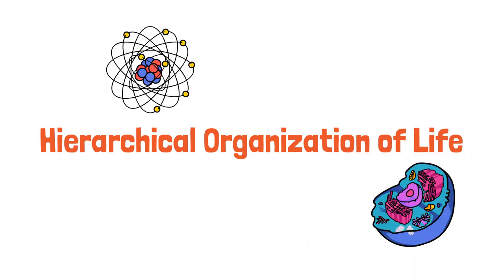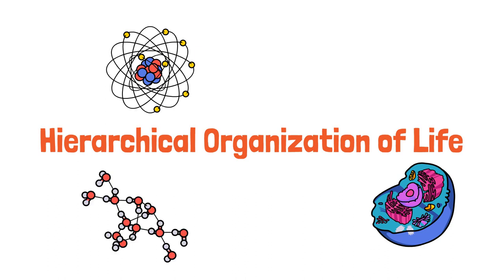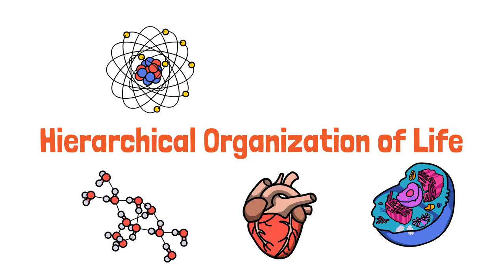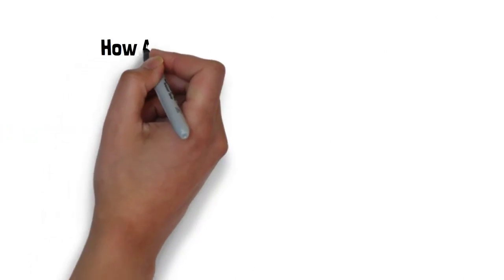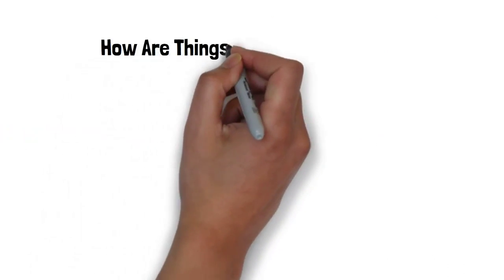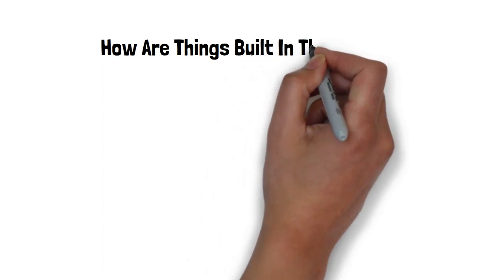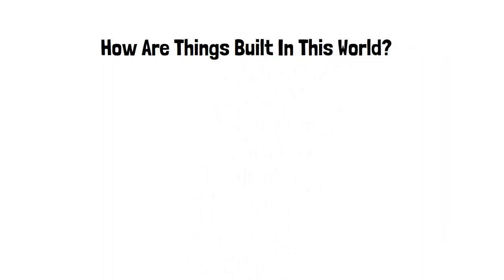Today we're going to be talking about the hierarchical organization of life. However, we're going to start from atoms to organisms. In the previous video that I did, I covered the hierarchical organization of life from cells to organisms. So let's begin. The question that we're going to ask to begin this lesson is, how are things built in this world? Well, things are usually built from combining simple things together to get something complex. I'm sure you would agree with that.